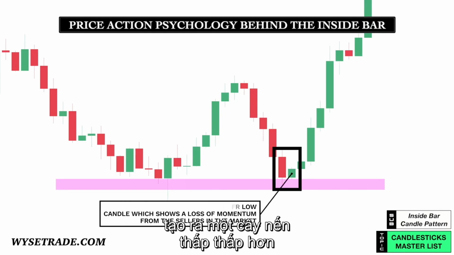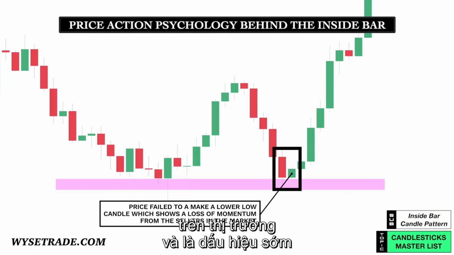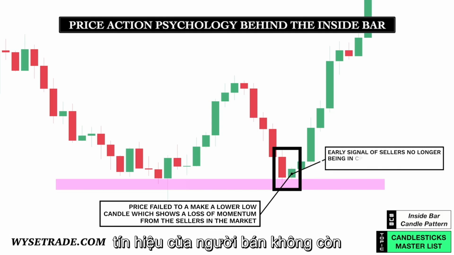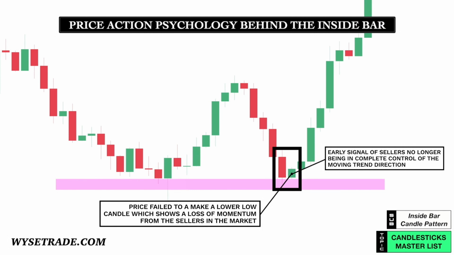So what's the price action psychology behind this? Price failed to make a lower low candle, which shows a loss of momentum from the sellers in the market and is an early signal of the sellers no longer being in complete control of the moving trend direction.